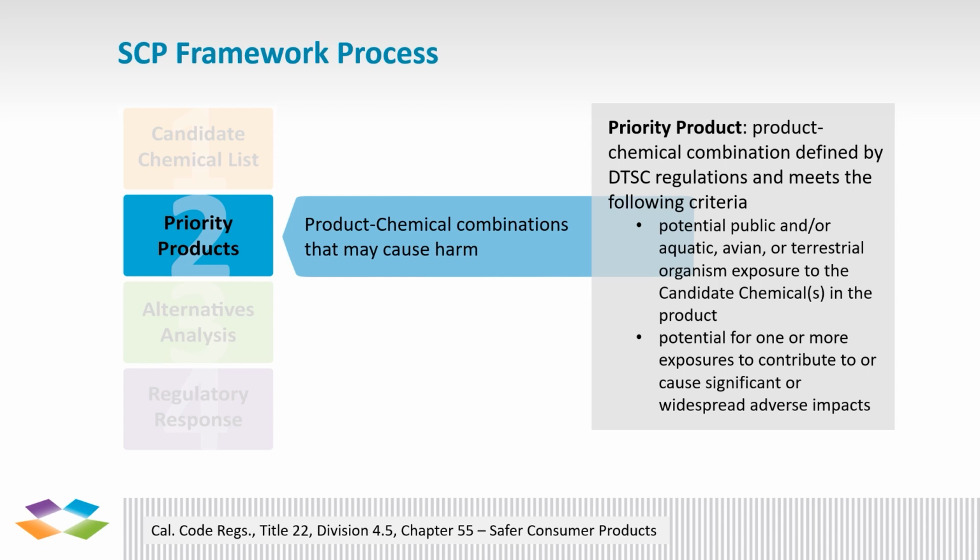It becomes a defined priority product according to SCP regulations when there is potential public and/or ecological exposure to the candidate chemicals in the product, and there is potential for one or more exposures to cause or contribute to significant adverse impacts. To officially regulate a product chemical combination as a priority product, we must initiate a public rulemaking process based on our research findings.